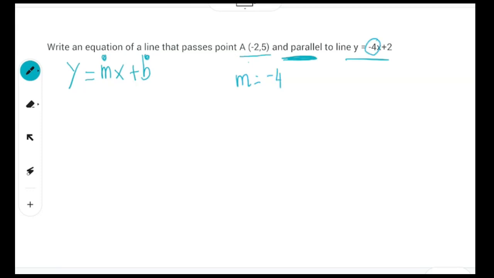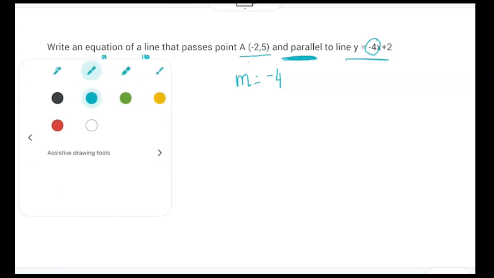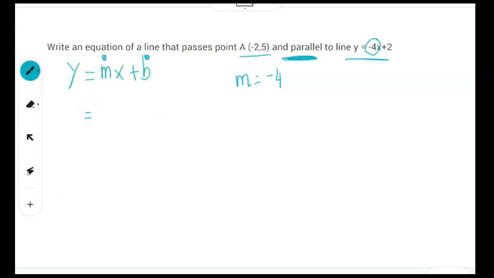So you don't need to do the calculation y2 minus y1 over x2 minus x1 because the slope is given to you because it's parallel line. So now we just need to find the b. Because we only need one coordinate and it's already there, so x and y.